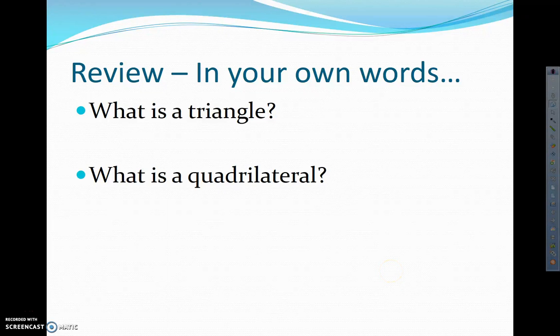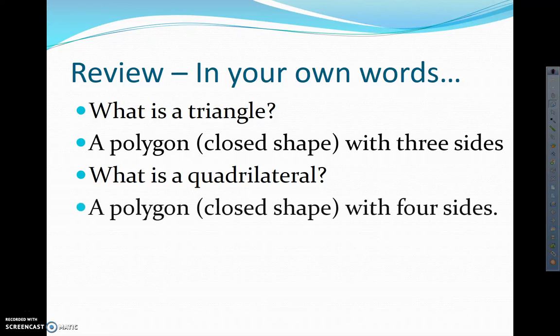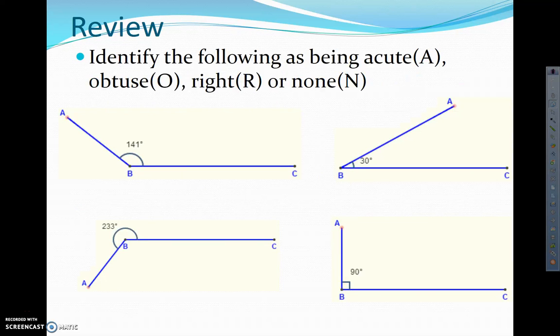Welcome back. We're now going into Unit 5, which is trigonometry, and in this lesson we're going to review what you should have covered in grade 9. Starting off with some simple basics. What is a triangle? What is a quadrilateral? A triangle is a closed shape with 3 sides, whereas a quadrilateral is a closed shape with 4 sides.